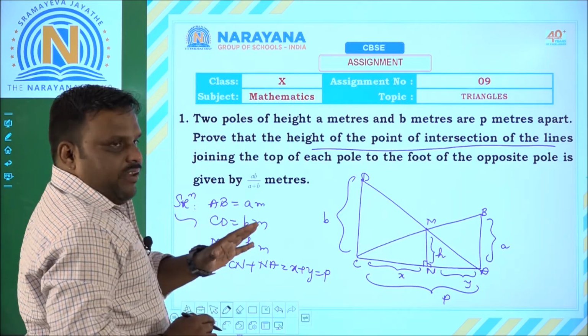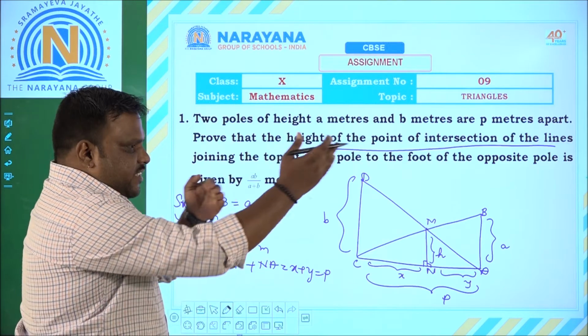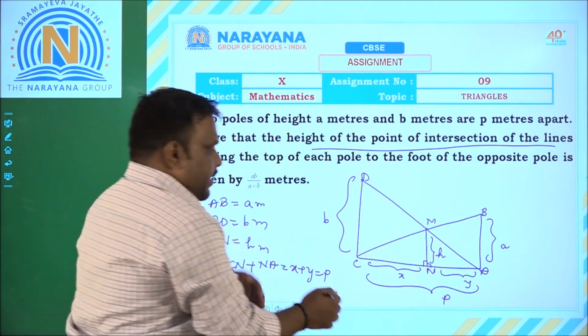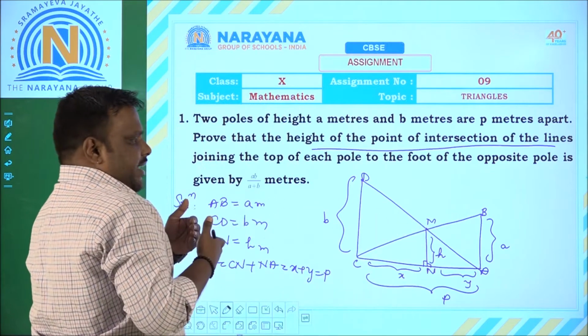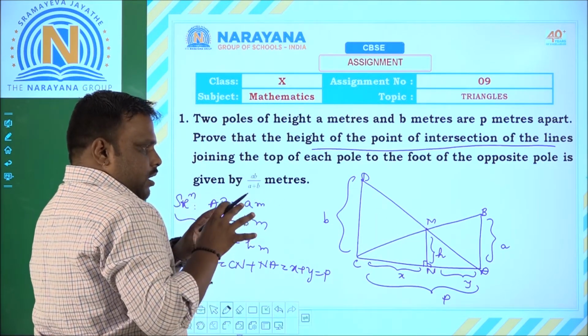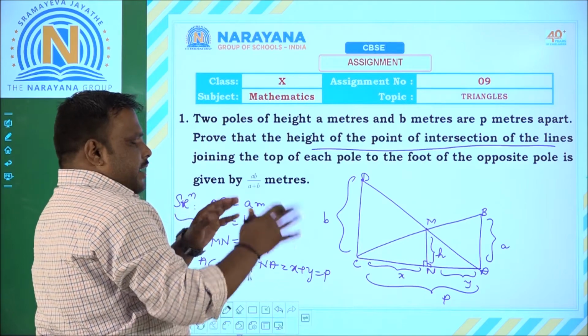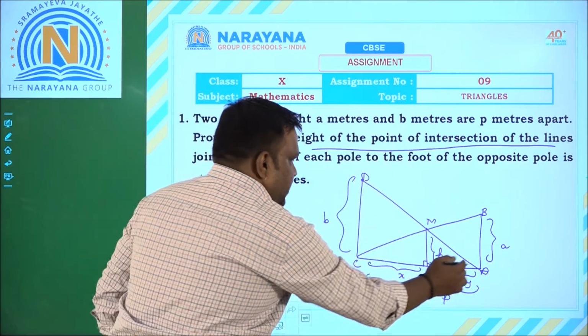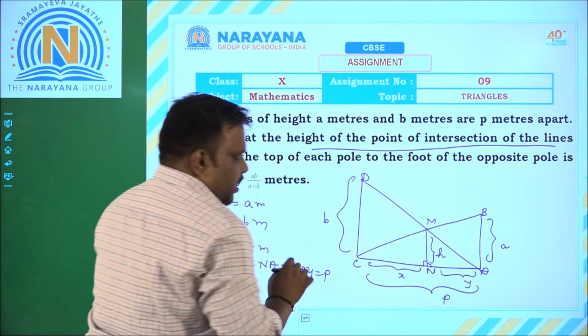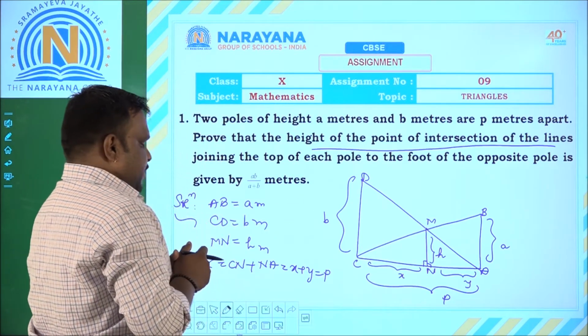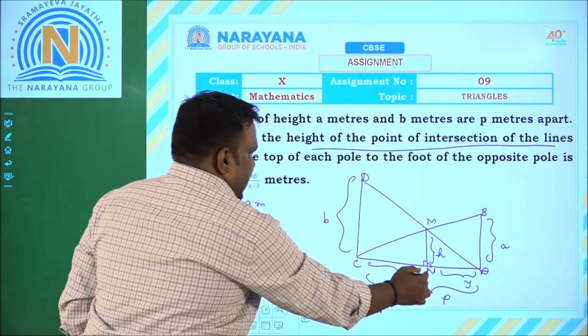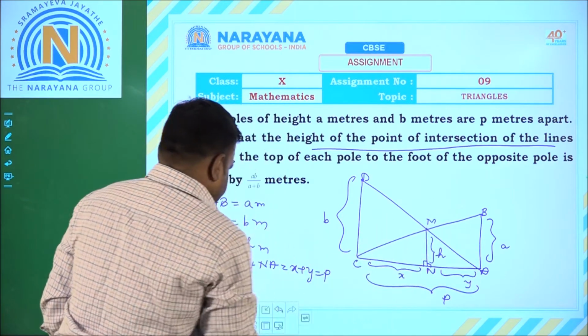So now, first we will consider two triangles facing in one direction. That means triangle NMC and triangle ABC facing in one direction. Similarly, we will get one equation from this. In the same manner, triangles facing in that direction, that means AMN and ADC. We will get the second equation, and from that we will add them and solve the equation. This is our steps.